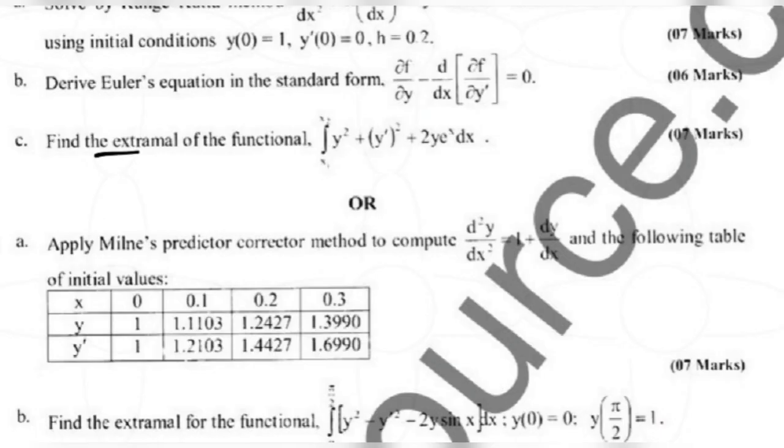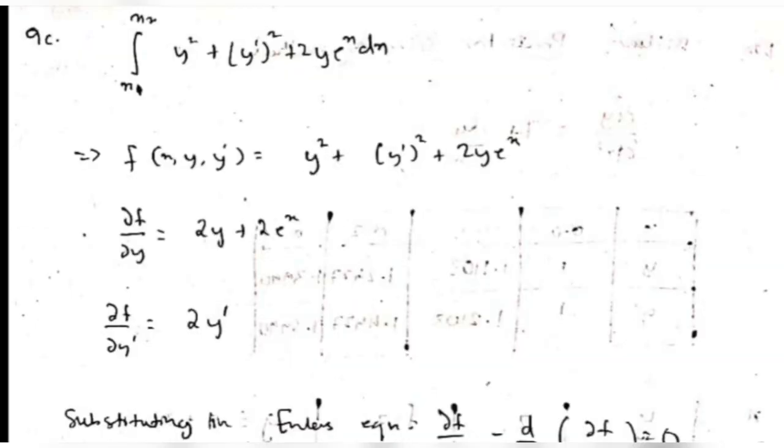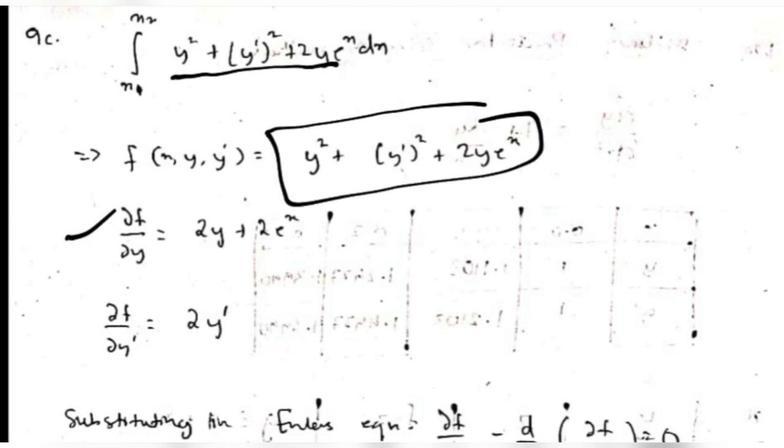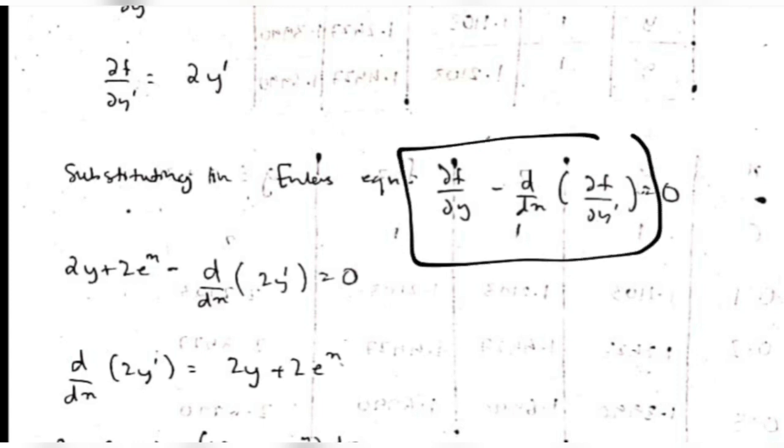Coming to the next question, this is the numerical part. We have to find the extremal of the functional which is given here. Our first step is to take f of x comma y dash, and then find del f by del y and del f by del y dash. After getting these terms we will use these two values in the standard equation. Then after substitution we will separate these two terms and find the integral here.